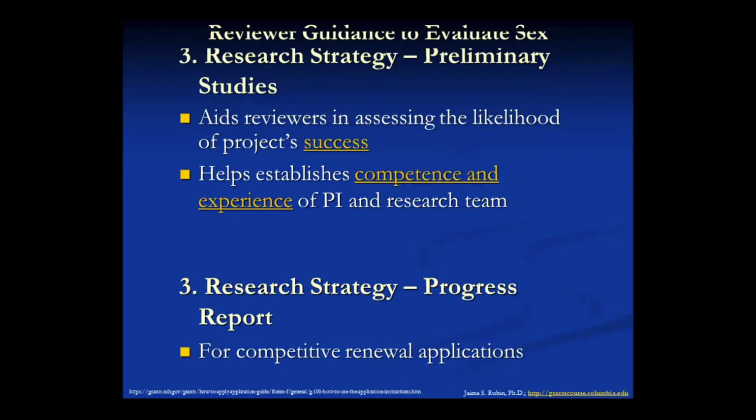Preliminary data, as I mentioned before, preliminary studies is always helpful. It assesses the likelihood of the project's success because it demonstrates feasibility. Especially as a new investigator or early stage investigator, as well as your research team, it demonstrates competence because you're able to come up with this preliminary work. Look at these results. They're exciting. You can then talk about how exciting or novel these results are and why you want to continue along this research path.